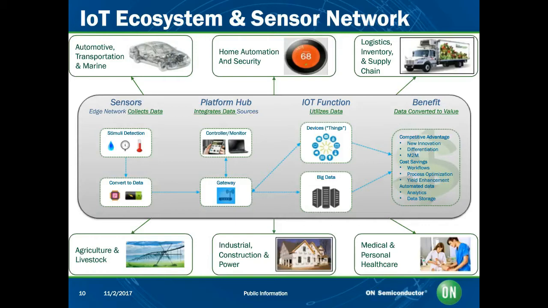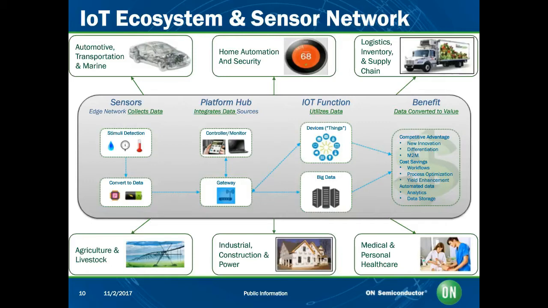This slide shows a typical network for the Internet of Things. At the edge of the network, shown on the left side of this slide, we have the sensors which generate the data. A sensor is just something that takes a physical parameter such as temperature or moisture, and converts it to an electrical signal or data.